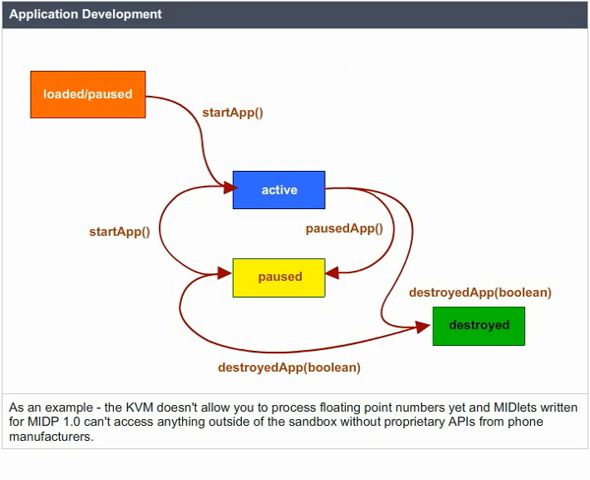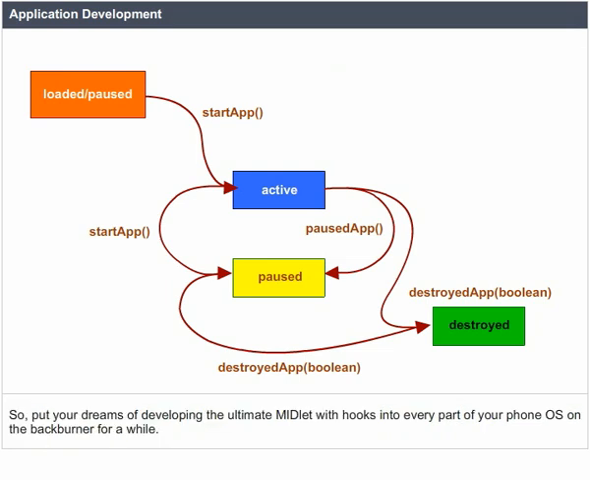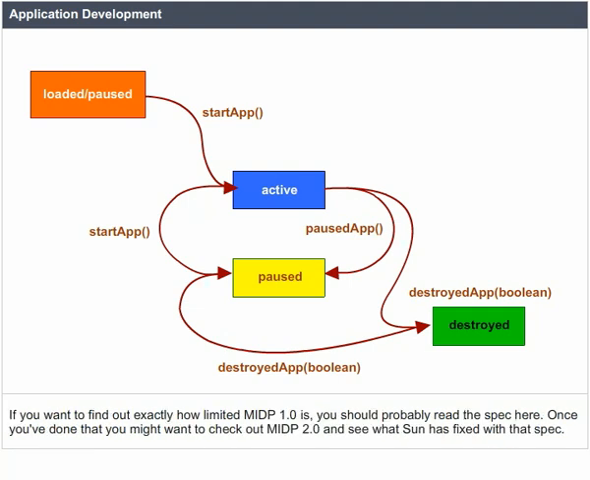So, put your dreams of developing the ultimate midlet with hooks into every part of your phone OS on the back burner for a while. If you want to find out exactly how limited MIDP 1.0 is, you should probably read the spec here. Once you have done that, you might want to check out MIDP 2.0 and see what Sun has fixed with that spec.